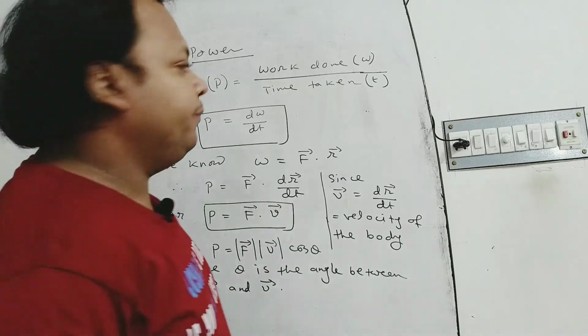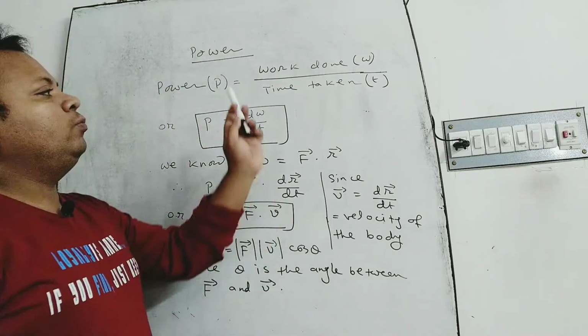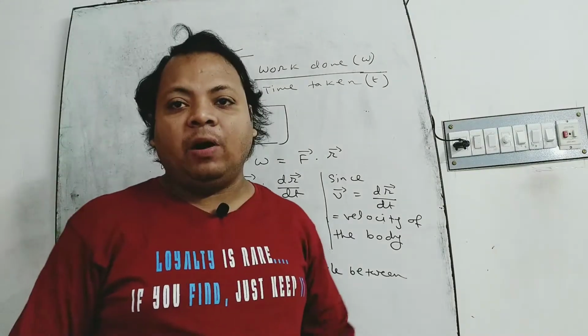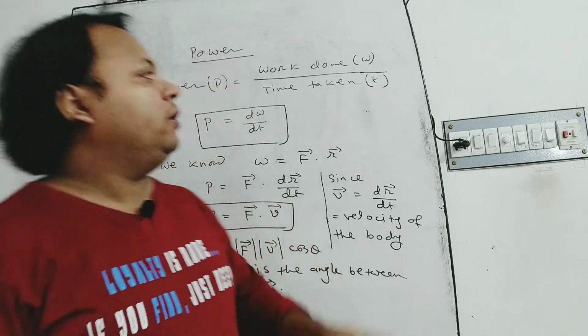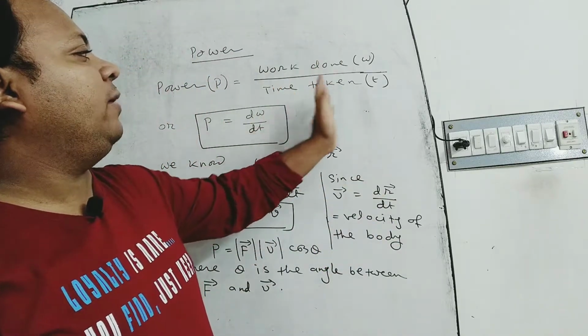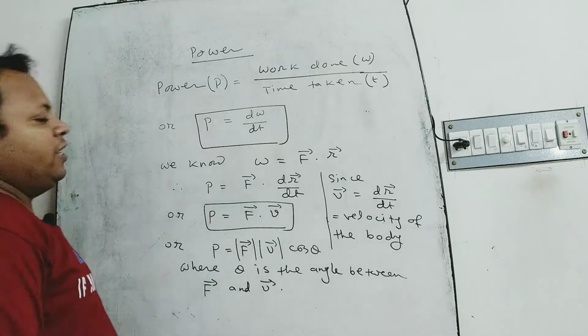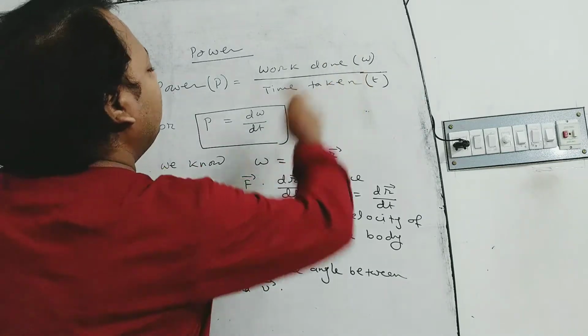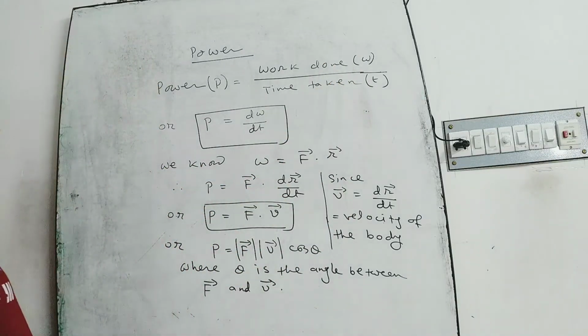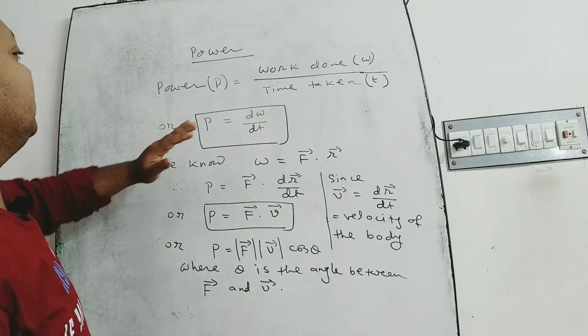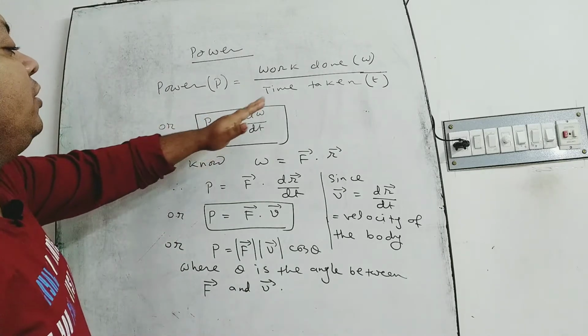Now power is equal to the rate of work done. That is, work done divided by time taken. Here t represents time and W represents work done. In calculus, power P is equal to dW by dt.